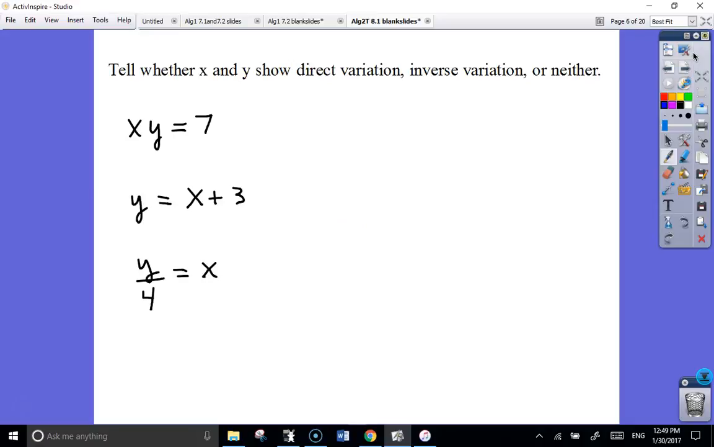Okay. Tell whether these represent direct variation, inverse variation, or neither. Before we could tell, we probably should solve for y, right? What is the first one going to look like when it's solved for y? Y equals 7 over x. Okay, what does that look like? Direct, inverse, or neither? It's inverse, right? With the x in the denominator. Okay, what's the next one?